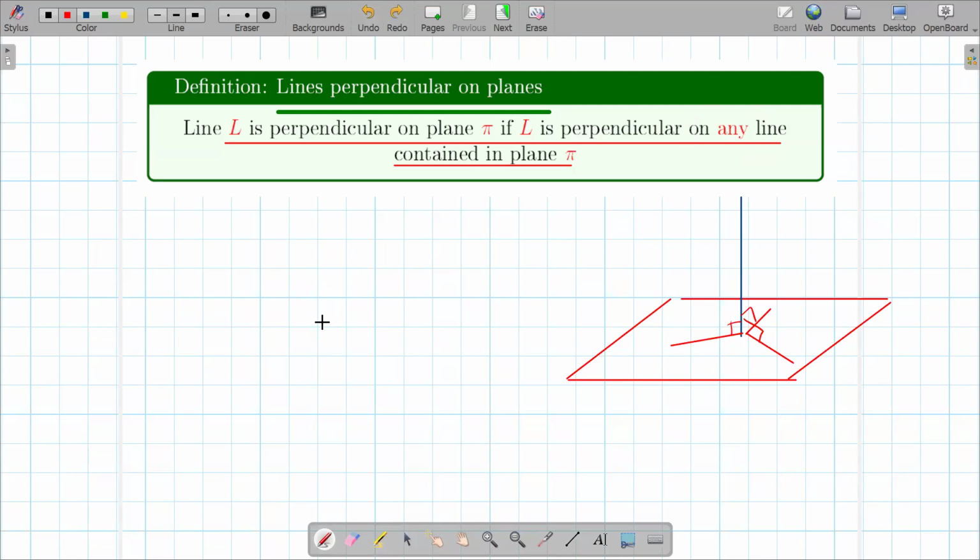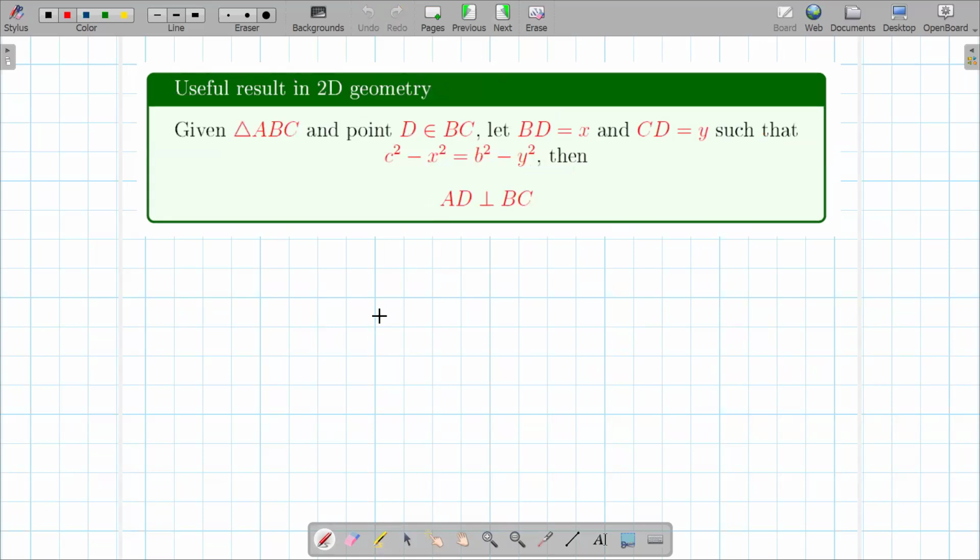But before we come up with a theorem proving a workable condition on when a line is perpendicular on a plane, let's actually look at a very simple 2D geometry result that will be very helpful. Look at what the result says. It says, given a triangle ABC and some point D on BC. Here's our diagram.